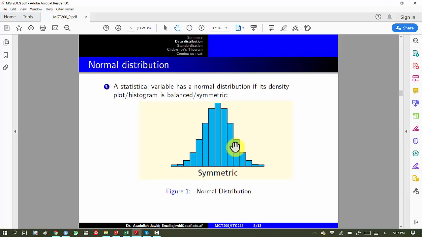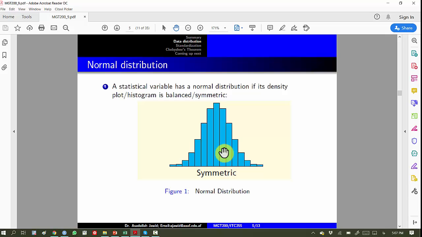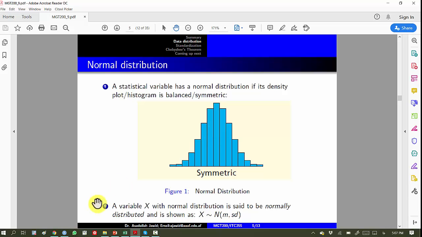The density or the histogram of a normal distribution looks like this. As you can see, this is a balanced symmetric distribution, which we call a normal distribution. For a given statistical variable x, if the histogram or the density plot looks something like this, we say that the variable x is normally distributed, and we show it as x distributed normally with mean m and standard deviation s. That means a normal distribution is characterized by the mean and standard deviation, having this symmetric shape.